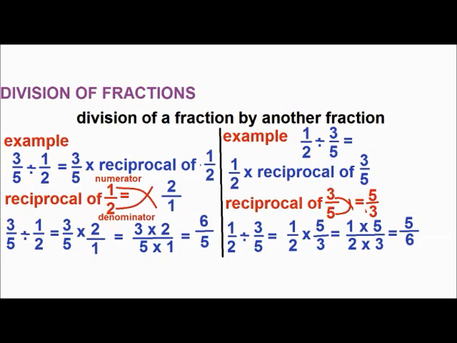Division of a fraction by another fraction. For example, 3 by 5 divided by 1 by 2. So here 3 by 5 divided by 1 by 2 becomes 3 by 5 into the reciprocal of 1 by 2. The reciprocal of 1 by 2: numerator becomes denominator and denominator becomes numerator. That is equal to 2 by 1.